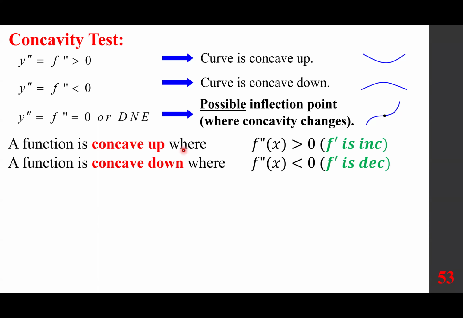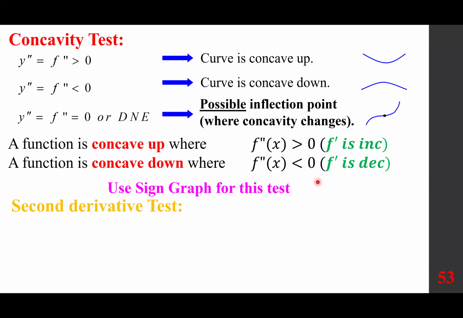A function is concave up where f double prime is positive, that means f prime is increasing. A function is concave down where f double prime is less than zero, negative, or f prime is decreasing. And obviously, we use the sign graph for this test as well. Now, we don't want to mix this up with the second derivative test. The second derivative test gives you half of the information of the first derivative test. So for graphing, we always use the first derivative test, but this is a good test for applications.